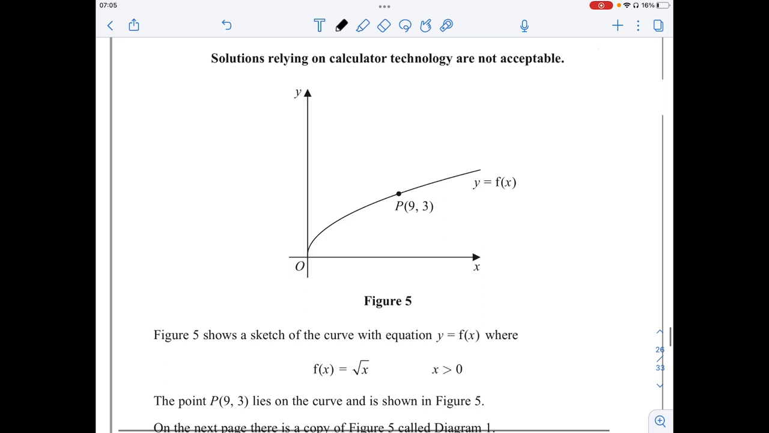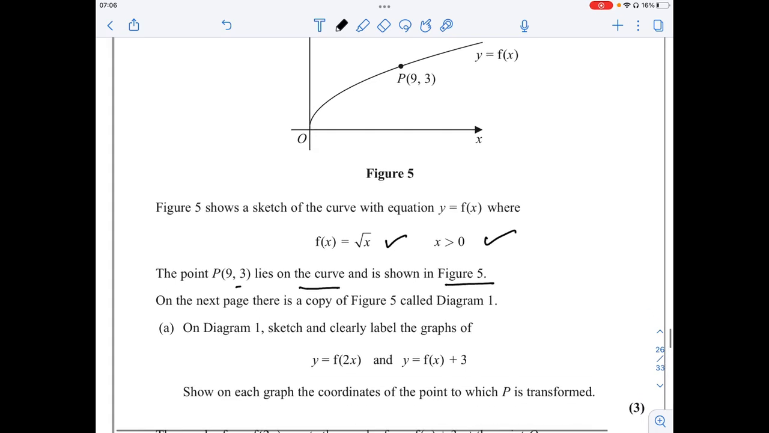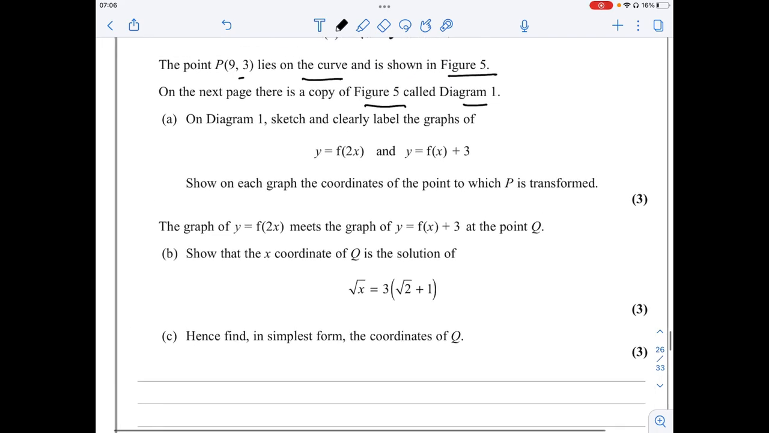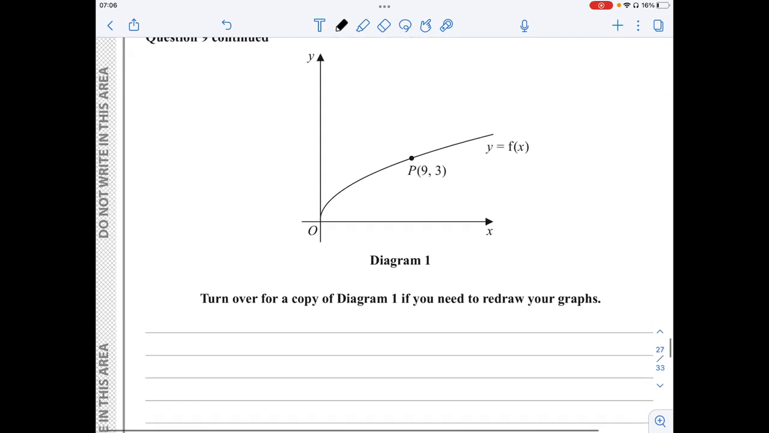Now come to question number 9. Figure 5 shows a sketch of the curve y equals f of x, y equals square root of x, x greater than 0. The point 9, 3 lies on the curve as shown in figure 5. On the next page, there is a copy of figure 5 called diagram 1. On diagram 1, sketch clearly y equals f of 2x and f of x plus 3.